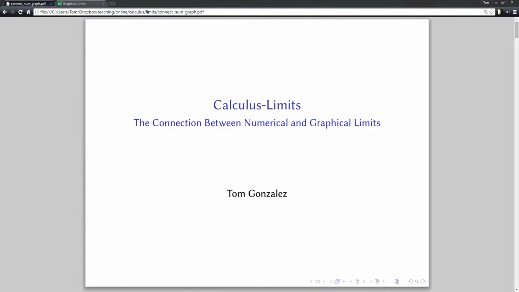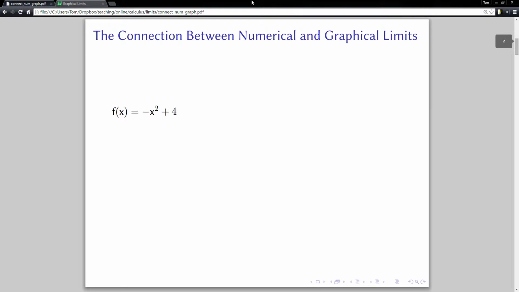In this video, we're going to talk about the connection between numerical limits and graphical limits. So in this case, we're going to look at this function right here. It's just a polynomial function, a quadratic, a degree 2 polynomial. We're just going to pick some random number to plug in. Let's just say we're going to pick 1, plug in the number 1 and simplify that out.